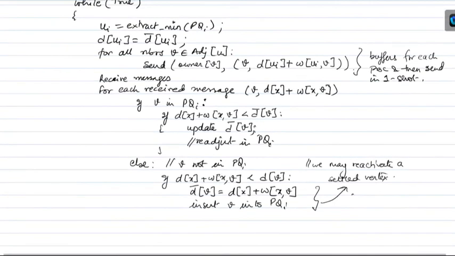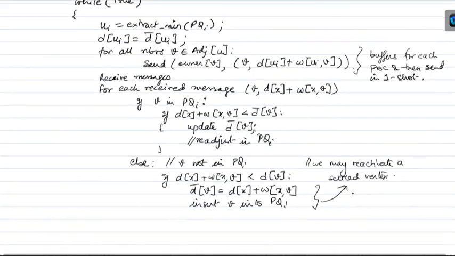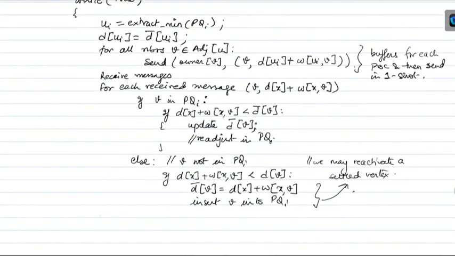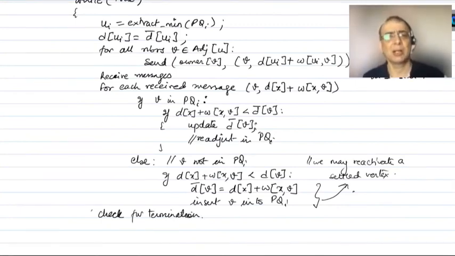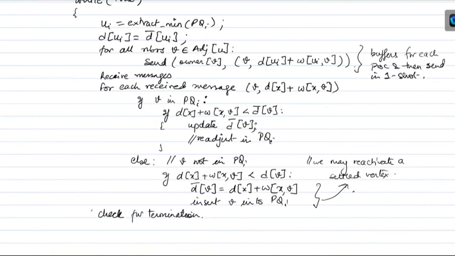Anything else that remains? Now, when do you terminate? So again, you have to check for termination. How do you check for termination? We've already done this many times, so let's not do it again. Everybody examines their priority queues. You exchange the number of elements in the priority queue, doing a reduce or all-reduce operation. So everybody comes to know the total number of elements in all the priority queues put together. If that is 0, then you exit. Otherwise, you continue on.